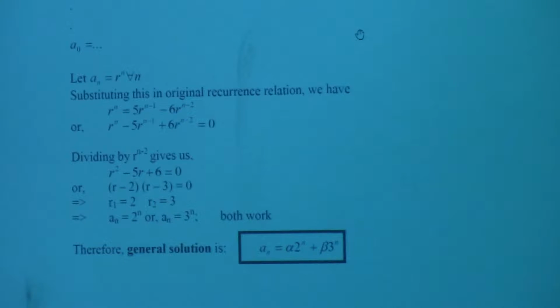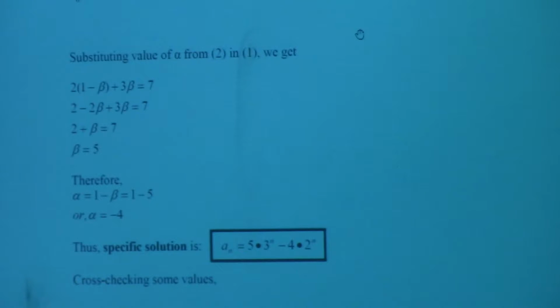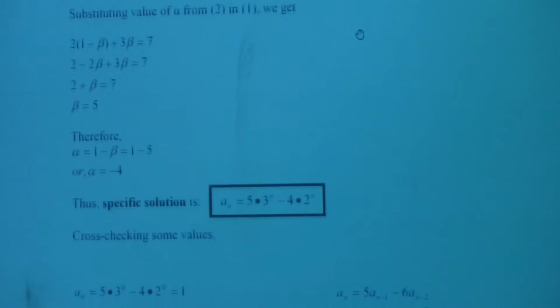Here, I can solve for alpha and beta, and then I can plug in 0, 1, 2, 3, 4, 5, even 1,000, and get the value of this function. Okay, so let's take a look at that. So you can see what we did here.